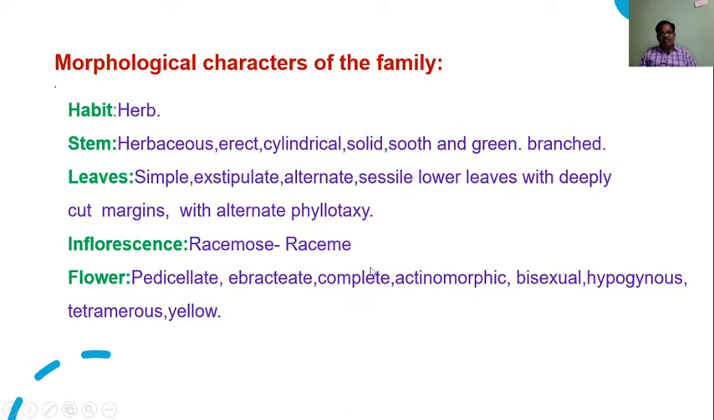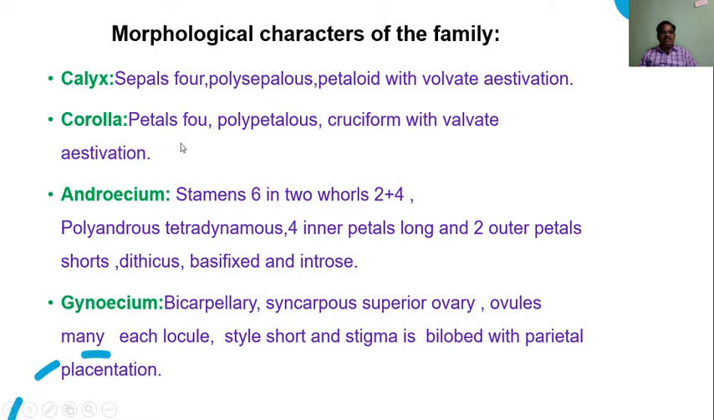Then complete, that is calyx, corolla and androecium are all present in the flower, so it is complete. We can divide it into two equal parts, and more than two, so the flower is actinomorphic. Then androecium and gynoecium both are present, so it is known as bisexual. Then hypogynous, that is ovary is superior, so hypogynous. Then tetramerous and yellow in color. Tetra means four, that is the petals are 4 in number, so it is known as tetramerous, and they are yellow in color. Then calyx, how many sepals are there?